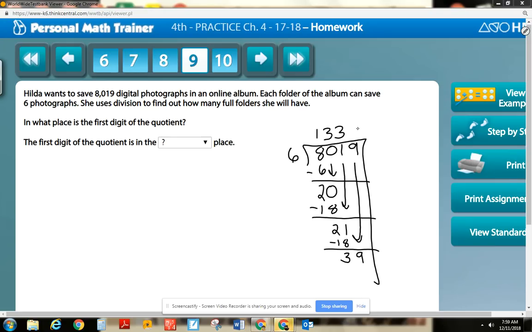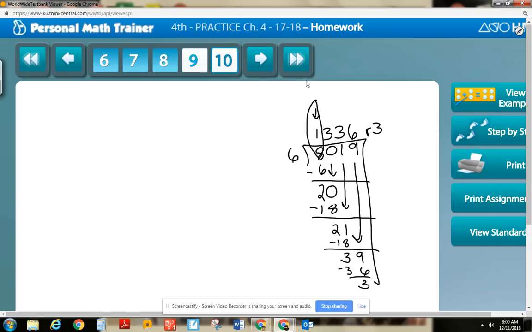How many 6s fit into 39? 6 times 6 is 36. I have 3 left over. The first digit of the quotient is in the thousands place. Let's go on to the next question.